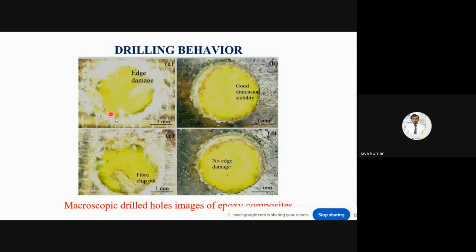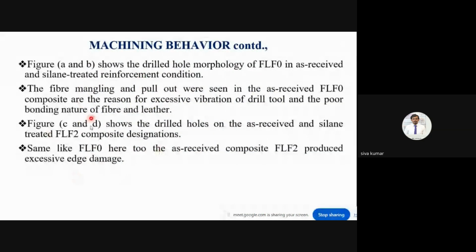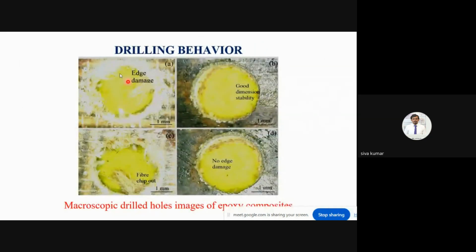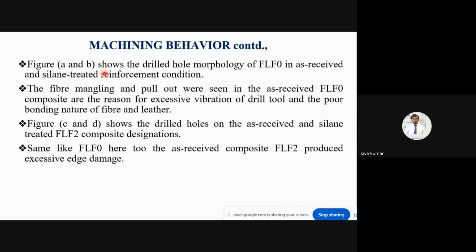I represent the points on the next page. You can see here it is not an exact hole, but it has good dimensional stability and there is no edge damage, and there are more chips and debris here. This is not treated, this is treated. So A and B show the drilled hole morphology of FLF0 in as received condition and Ceylon treated reinforced condition.